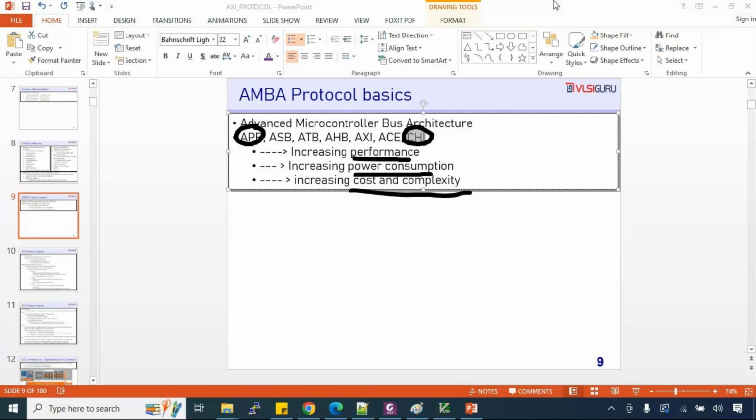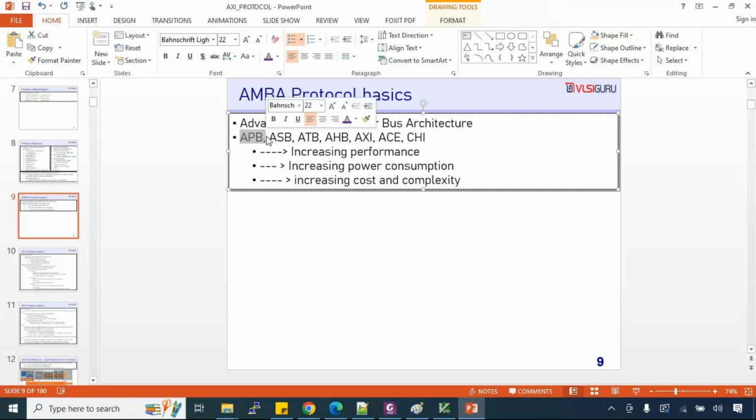So if you want a design, how will you select which protocol to use? Somewhere, low performance is okay for you. You are okay with low performance as long as power consumption is less and cost is less. APB. Okay. It's a very rough idea.